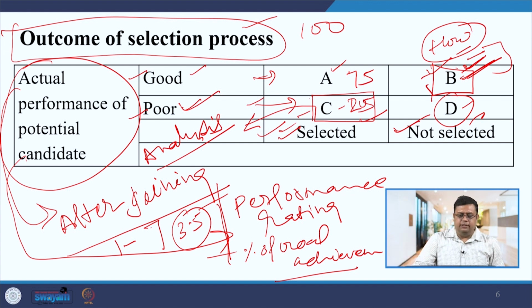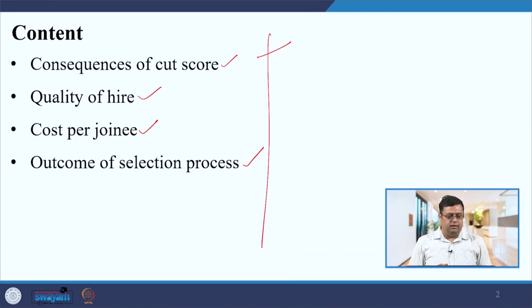So I hope in this session you would have learned about these 4 matrices. 4 things that you would have learned. First is the consequences of cut scores: whenever you are deciding the cut score, what will be the consequences. Second, how to calculate the quality of hire. Third, cost per joinee. Fourth, outcome of the selection process. So I hope you would have learned these 4 concepts in this session.